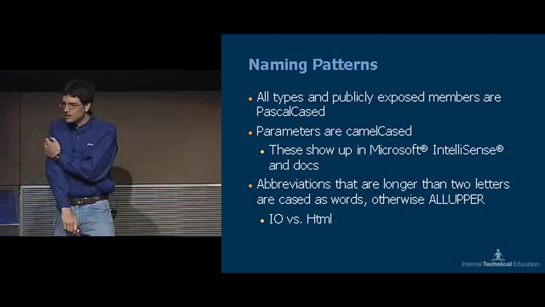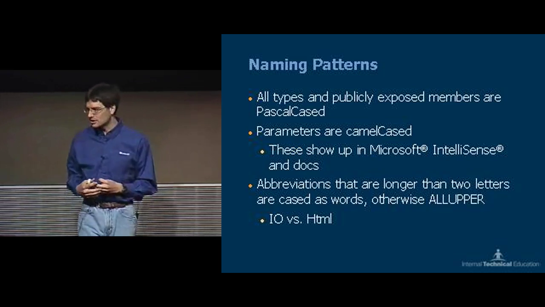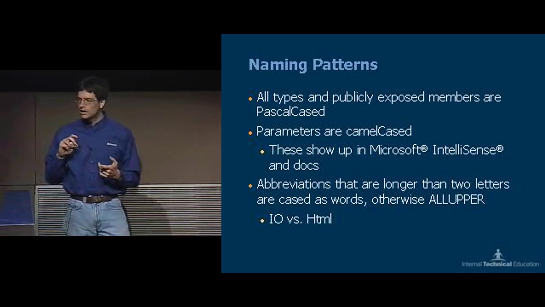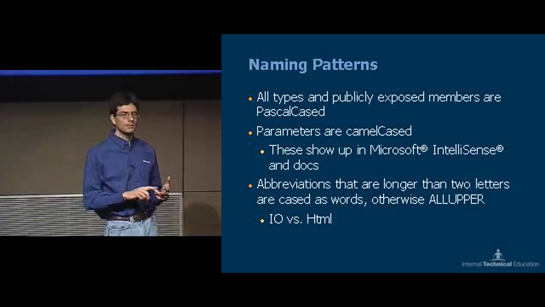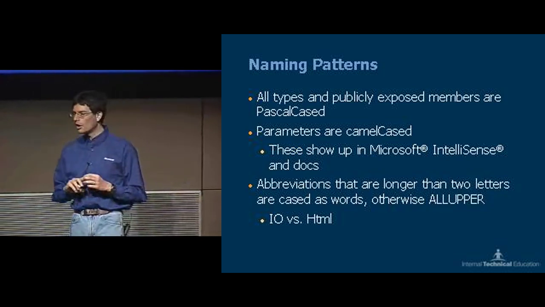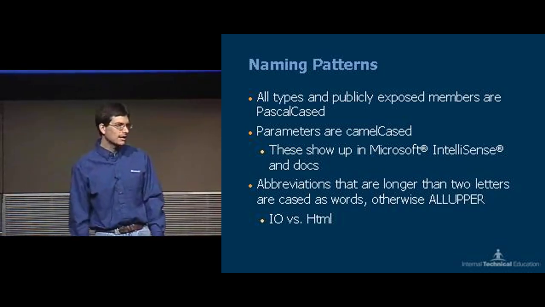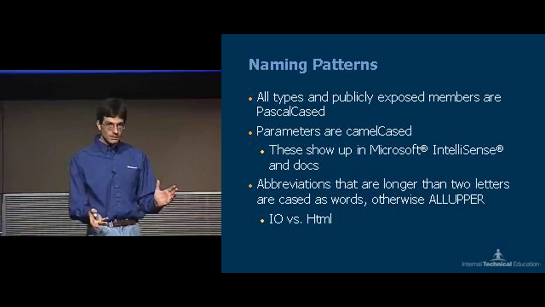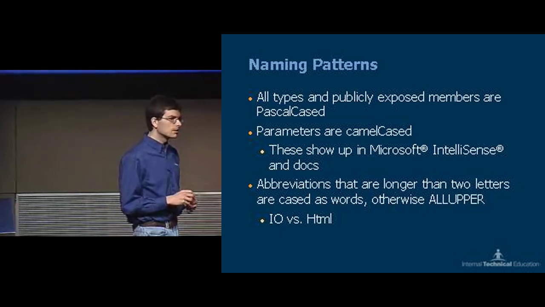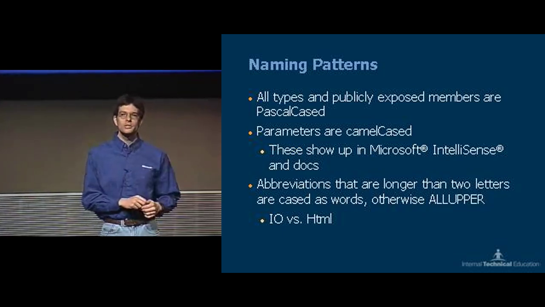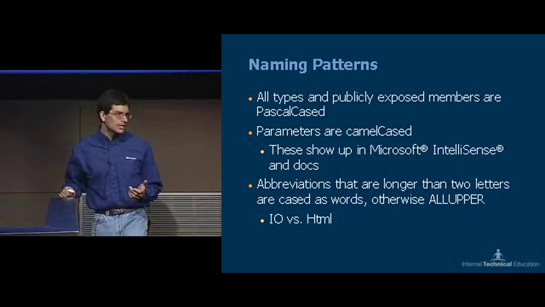So anyway, how do we use these? I think we have a very simple naming pattern. Essentially, all types and all publicly exposed members, methods, properties, events, are all Pascal cased. So almost everything that you expose publicly is Pascal cased. That includes protected members, they're Pascal cased. And then parameter names, because they kind of match with local variables, parameter names are camel cased.